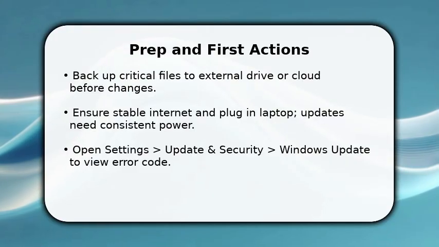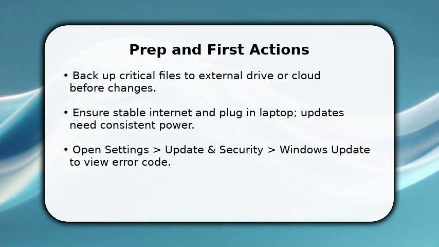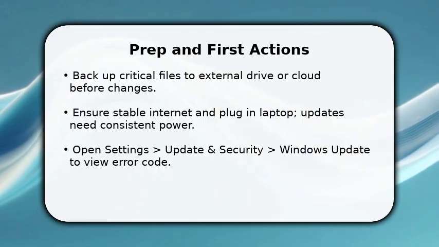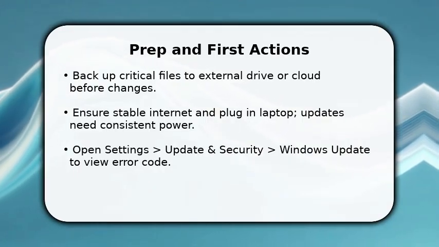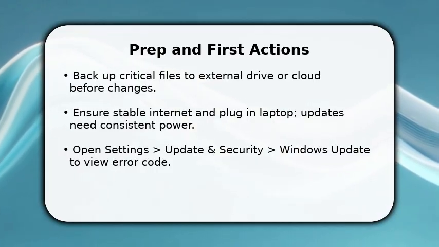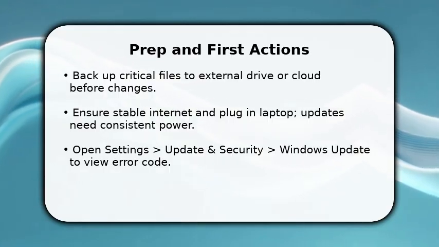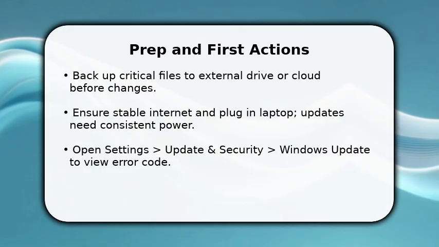You start by securing your data and environment. Back up important files, then make sure you have a stable internet connection and your device is plugged in. Interrupted updates cause corruption. Once done, open Settings, go to Update and Security and click Windows Update to note the exact error code. You'll need that code to target troubleshooting.